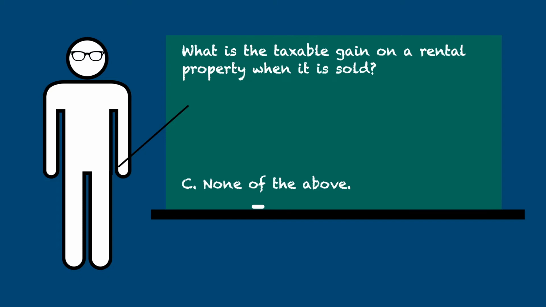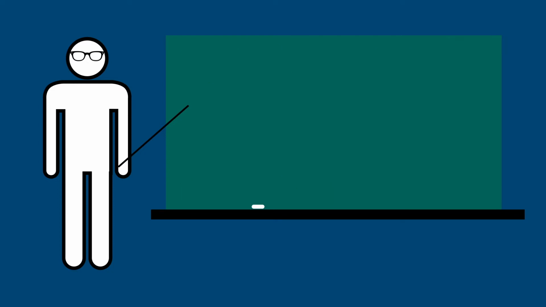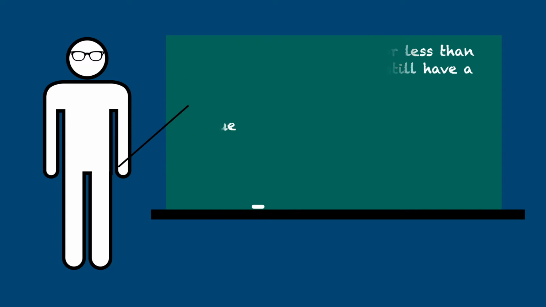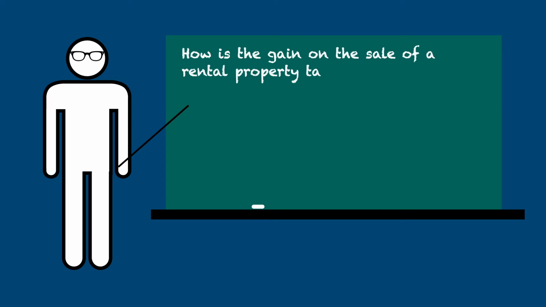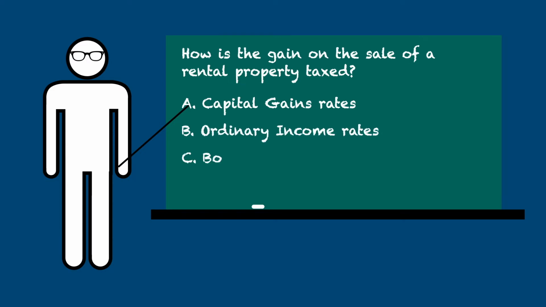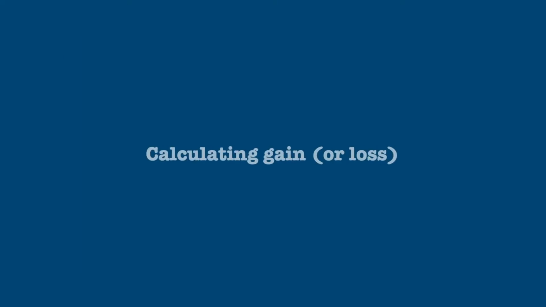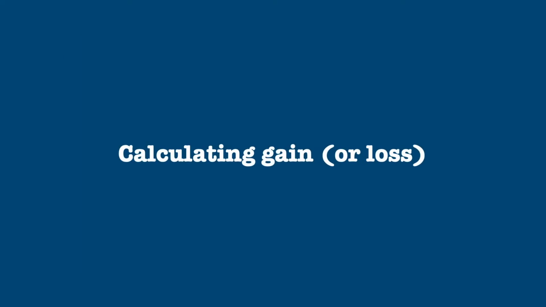Now we'll try true or false. True or false, you can sell a property for less than what you paid for it and still have a taxable gain. If you guess true, again, you're right, and we'll see why in a moment. And finally, one more multiple choice question. How is the gain on the sale of a rental property taxed? A. Capital gains rates. B. Ordinary income rates. C. Both. Or D. Neither. In this case, C is the closest answer, but some of the gain might be taxed at another rate altogether. So let's see how gains and losses on the sale of rental properties are calculated.